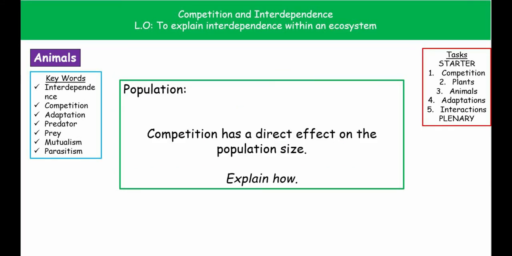One of the things we're going to be talking about during this lesson is this word population. So what I'd like you to do is write me a definition for population in your book. Then you can write down the sentence I've given you in the middle there, that competition has a direct effect on the population size. And then finally, see if you can explain how competition has this effect on population size. I'm going to give you a couple of minutes to have a go at that.